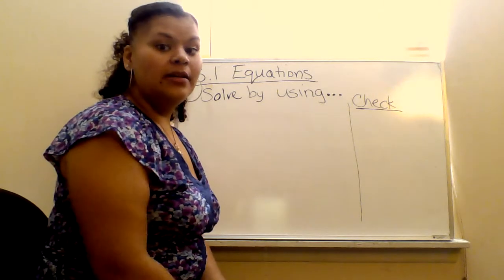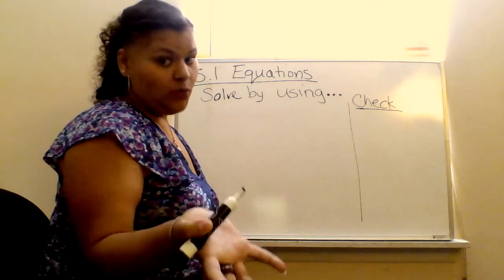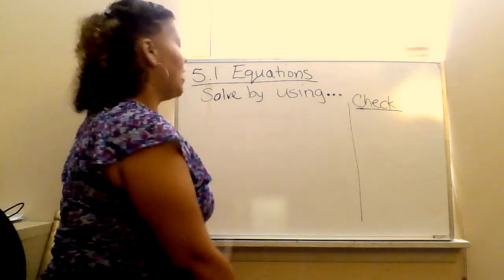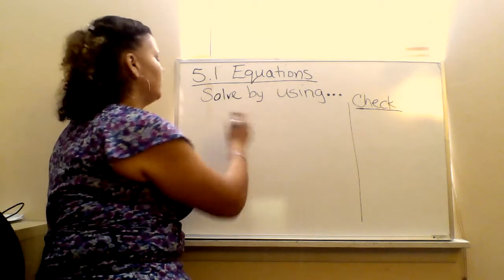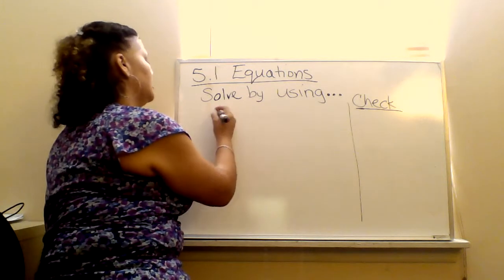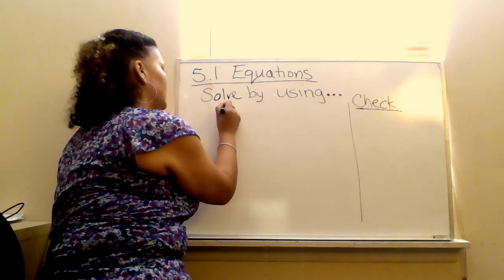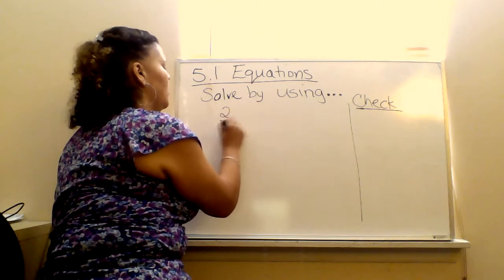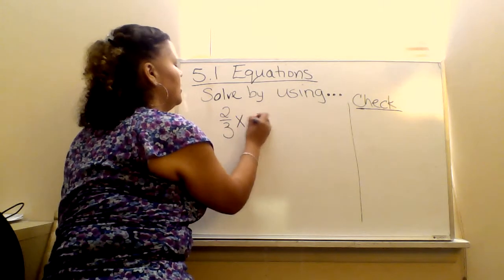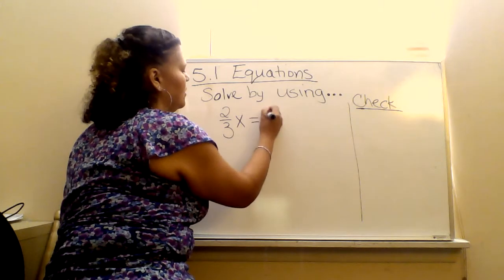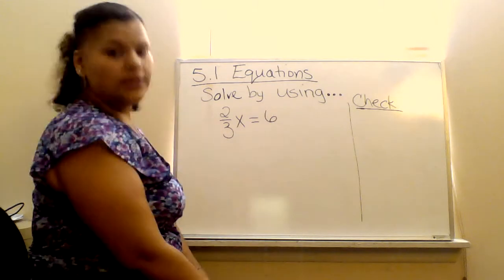We're actually going to get into solving equations by using multiplication. So I'll start off with a problem for you to work out. So we have, let's see, 2/3 x equals, let's say, 6. So we have 2/3 x equals 6.